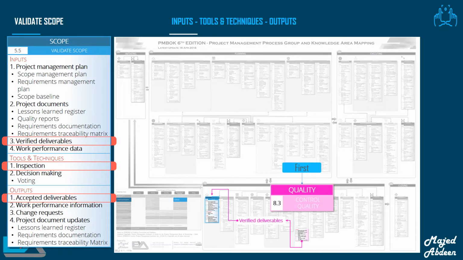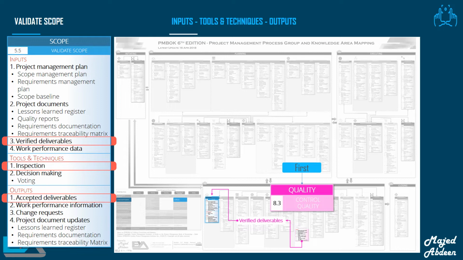Some students are confused about the difference between verified deliverables and validated scope and accepted deliverables, which is the output of this process. I will try to explain the whole process using an example. Imagine you are building a new house and you've assigned a contractor to supervise the work. You agreed with him to build a swimming pool in the backyard with particular specifications.